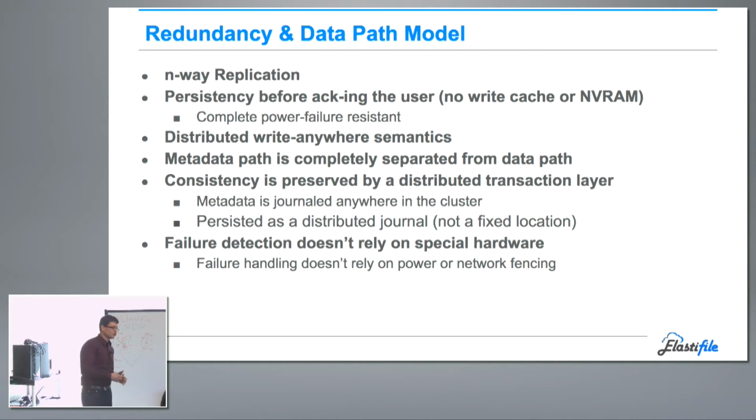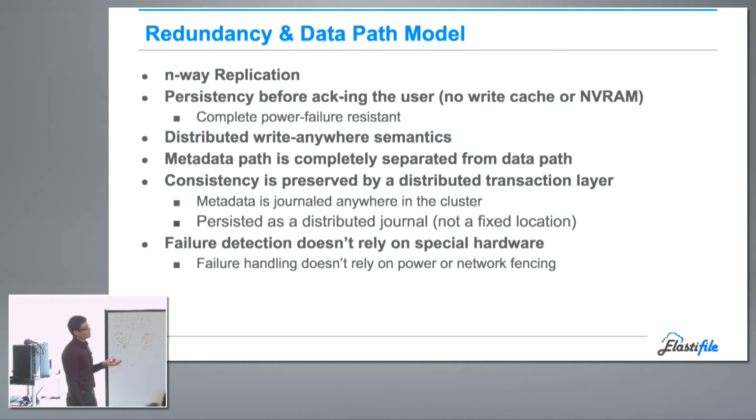The system can choose wherever it wants to write any I/O. So we have a distributed write anywhere semantics. We'll see that in a minute. And it's important to notice that the metadata path and the data path are completely separate. This allows us to improve the performance of the data because we send the data over the network once and not twice. And it also allows the metadata to be very dynamic. So we'll see that also.